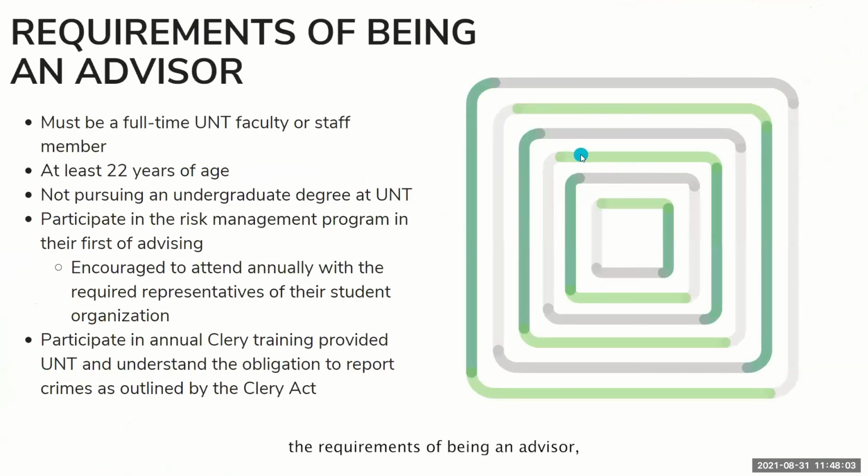And so the requirements of being an advisor: you must be a full-time UNT faculty or staff member, at least 22 years of age, and not pursuing an undergrad degree at UNT. You will have to participate in the risk management program in the first year of advising. Typically this is a quiz, I believe, online that we have available. And then you also need to participate in any annual Clery training provided by UNT and understand the obligation to report any crime as well due to the Clery Act.